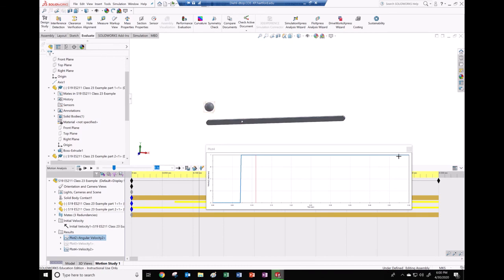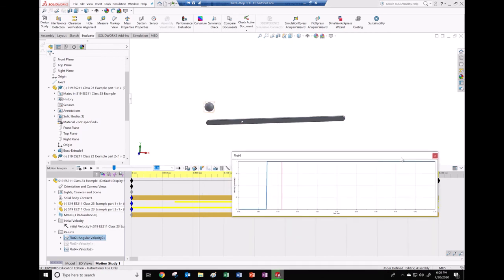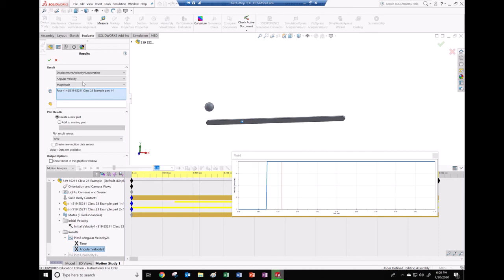Okay, now that's messed up. Where are you? Showing plot 4, but I don't see plot 2. Show me plot 2. Edit feature. Show plot 2. Angular velocity of that right there.